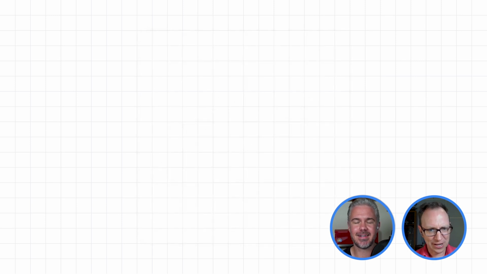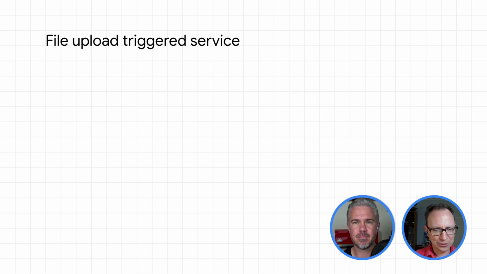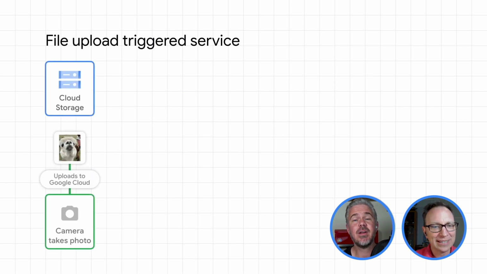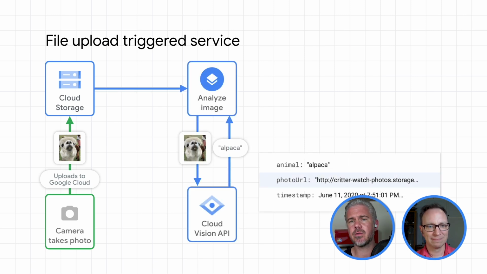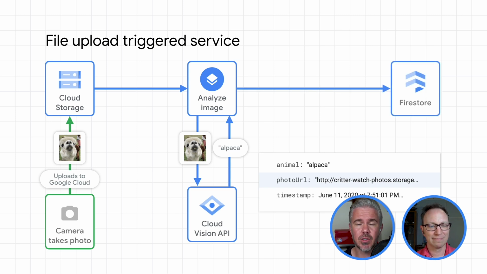Okay, so here's their app. Now, to walk us through what's happening here. So their cameras are already uploading animal photos to Google Cloud Storage, and they want a service that will analyze that photo, maybe using the Vision API or some machine learning to label what kind of animal is in the photo, and then save that to the Firestore database so they can keep track of, for example, how many alpacas that these cameras have seen, and they can track it for their reporting.